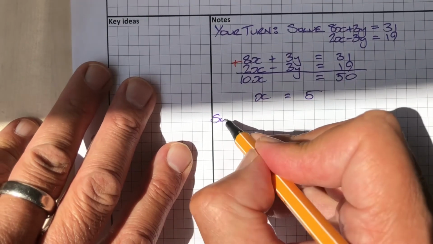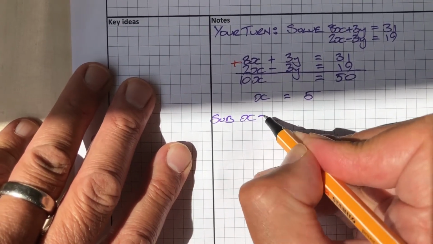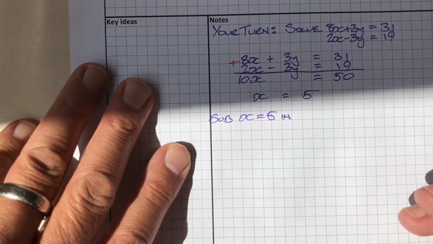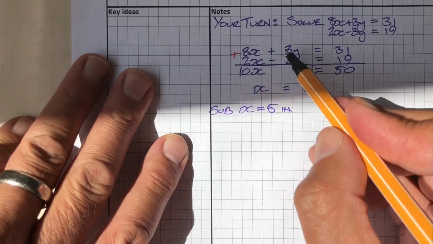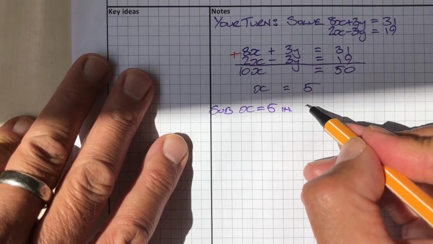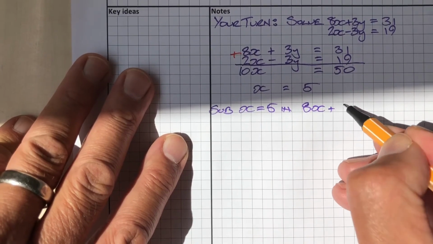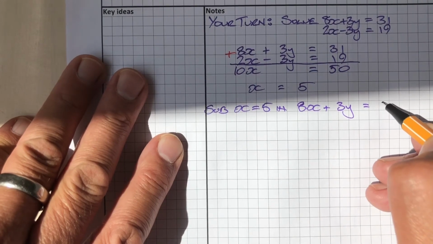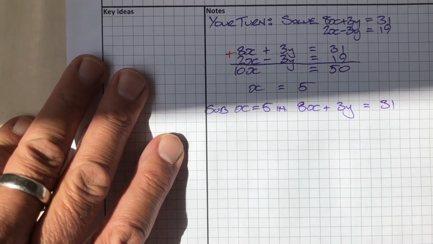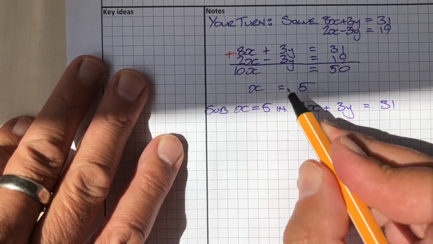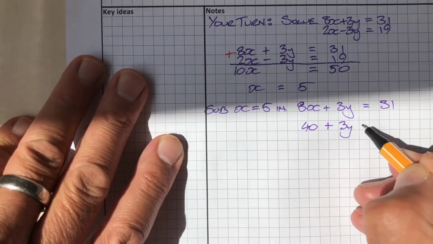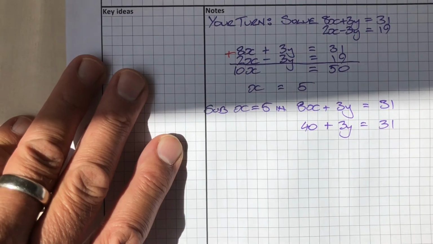I'm going to substitute, replace x by 5 in whichever looks like the easier equation. I'm going for the top one because it has no negatives in it. I'm more likely to make a mistake when there are negatives. Right, so I've got 8x, that's 8 times 5, that is 40. Add 3y makes 31.